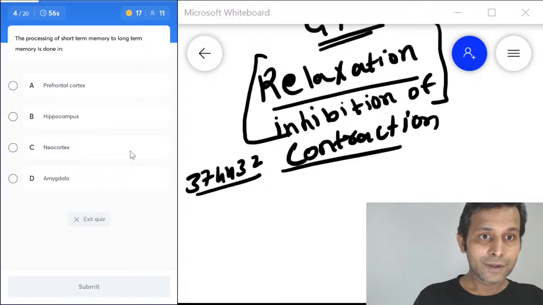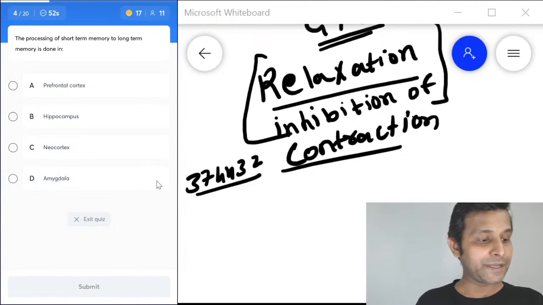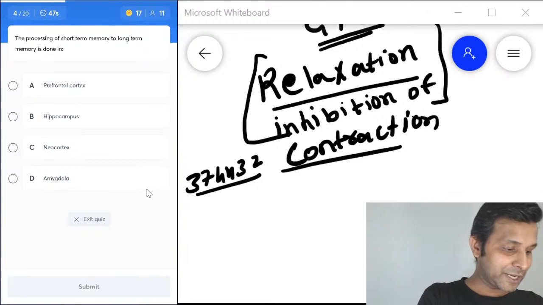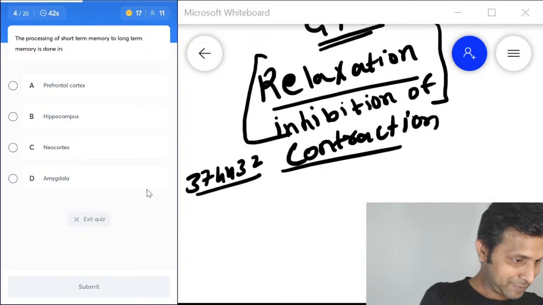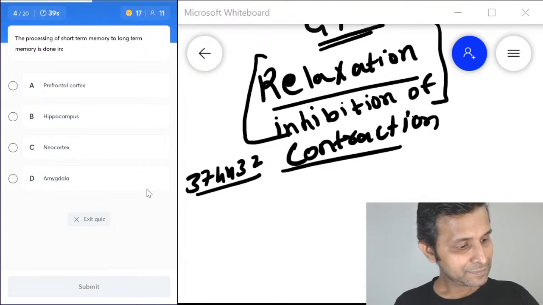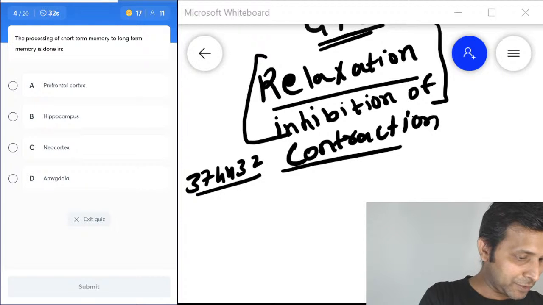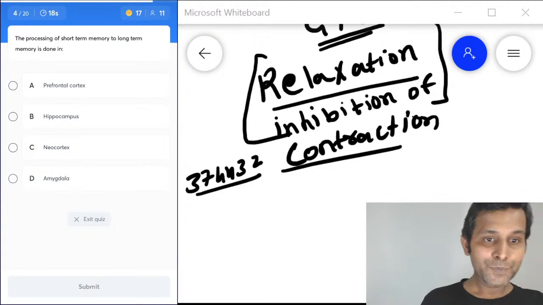The processing of short-term memory to long-term memory is done in. Okay, that's great. Students are answering even on the YouTube chat box also.